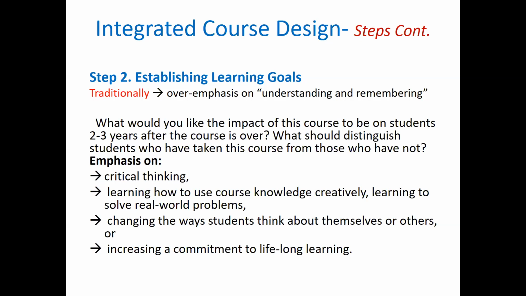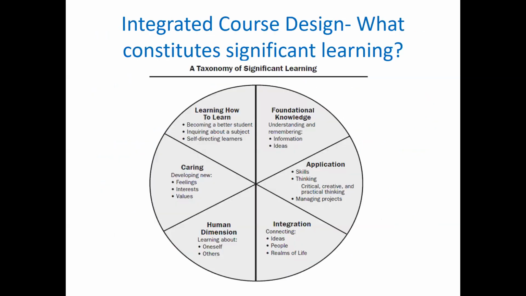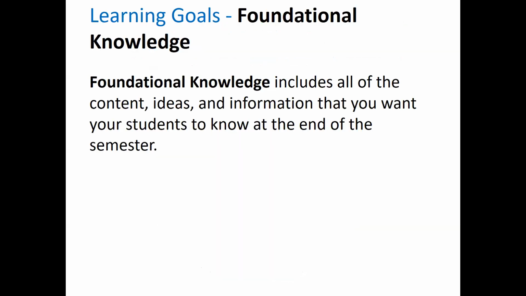So the goals are changing from the basic levels into very advanced levels. The integrated course design has specified 6 levels of goals. And because of time, we'll try to go through them quickly with some examples. We have foundational knowledge goals, application goals, integration goals, human dimension goals, caring goals, and learning how to learn goals. I'll go through each of them with some questions and examples.